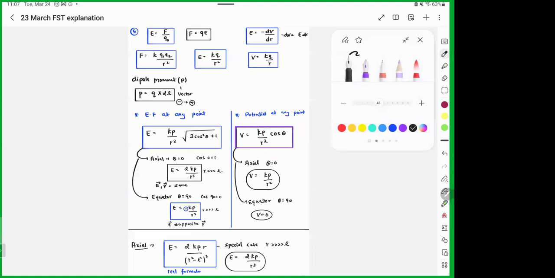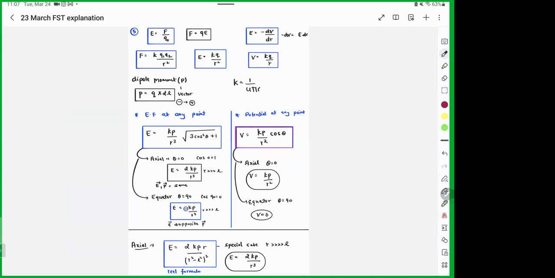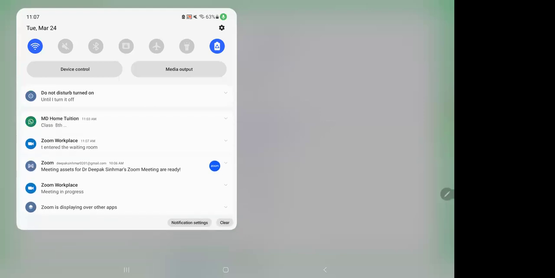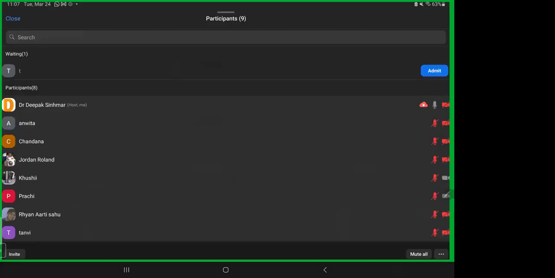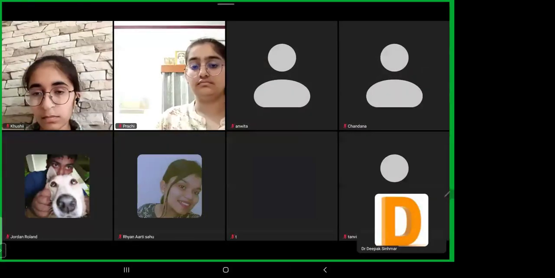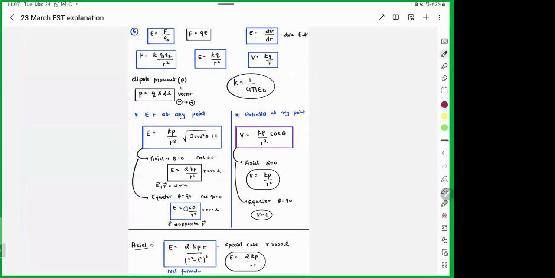And just for quick reading, we know K is equal to 1 by 4 pi epsilon. I can just scroll down a little bit.